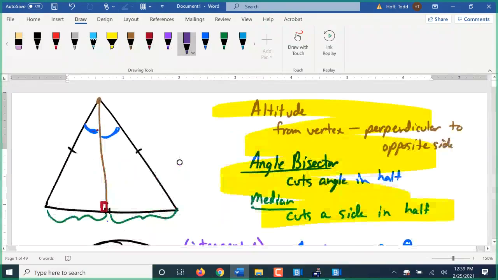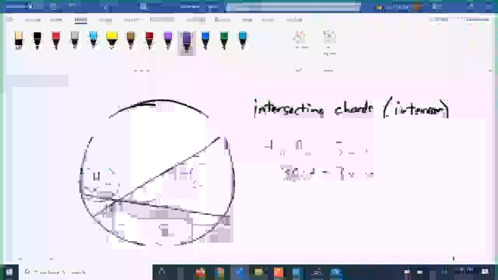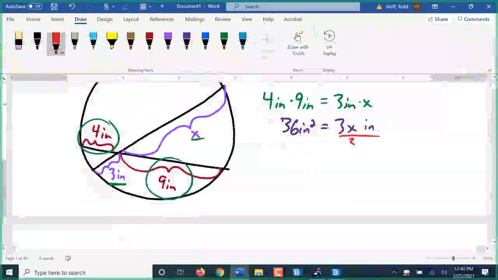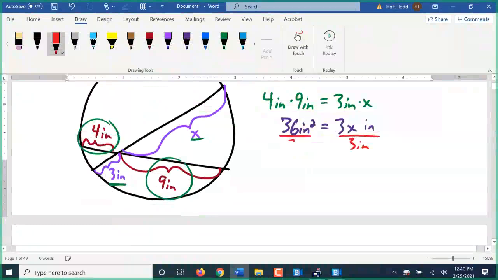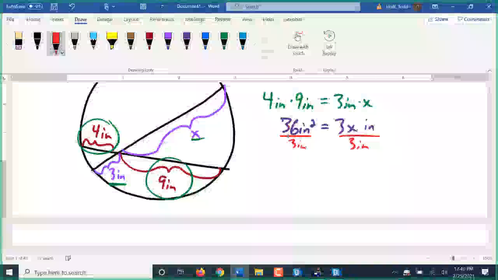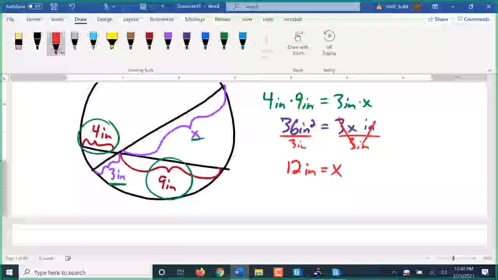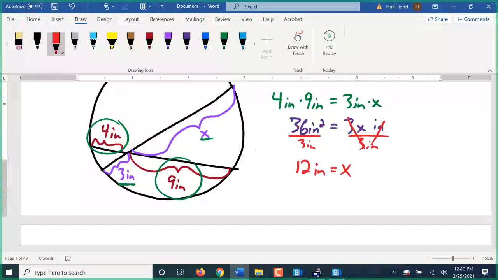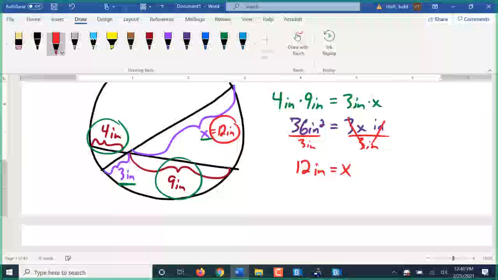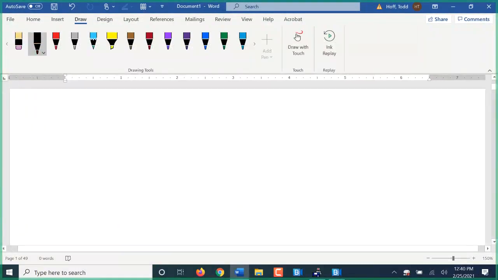To solve that for x, we would just divide by the 3, or the 3 inches. 36 divided by 3 is 12. Inches squared divided by inches is inches. Over here, the 3 and the inches divide out, we just have x. So this is 12 inches. We used this last semester when we talked about arches.